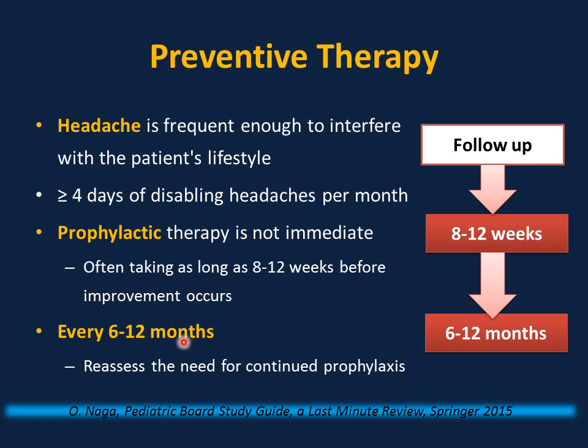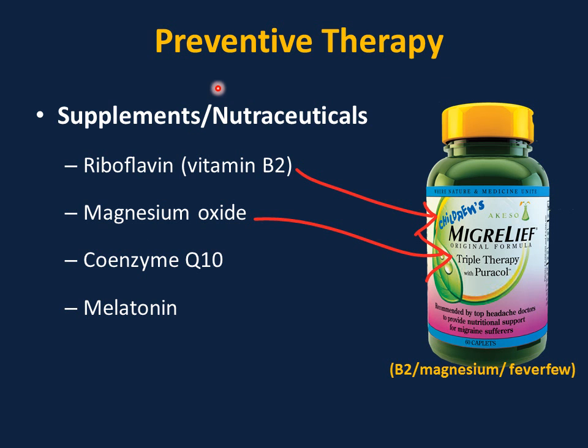Then every 6 to 12 months, reassess the need for continued prophylaxis. So after the initial visit, schedule a follow-up at 8 to 12 weeks, then reassess again between 6 and 12 months. Some parents may prefer to try natural supplements and vitamins before starting actual medicine to prevent migraine. Riboflavin, vitamin B2 can help, magnesium oxide, coenzyme Q10, and melatonin.